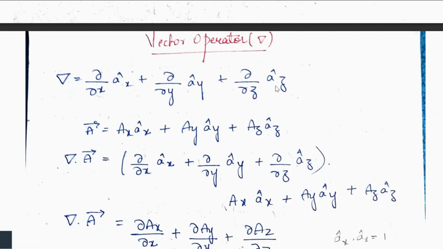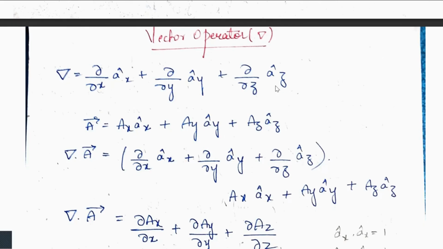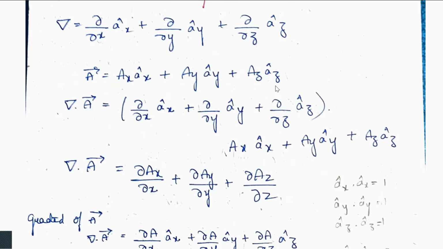So here the vector operator is denoted by nabla. Nabla is equal to dou by dou x ax cap plus dou by dou y ay cap plus dou by dou z az cap. A vector is equal to Ax into ax cap plus Ay into ay cap plus Az into az cap. Here, the capital A's are the constants and the small a's are the unit vectors. Multiply both of them, and you will get nabla into A vector.